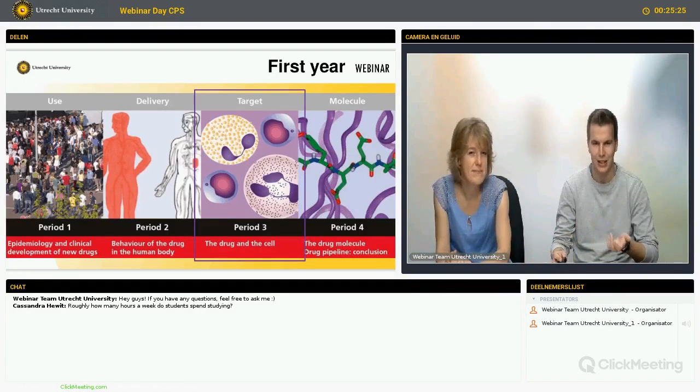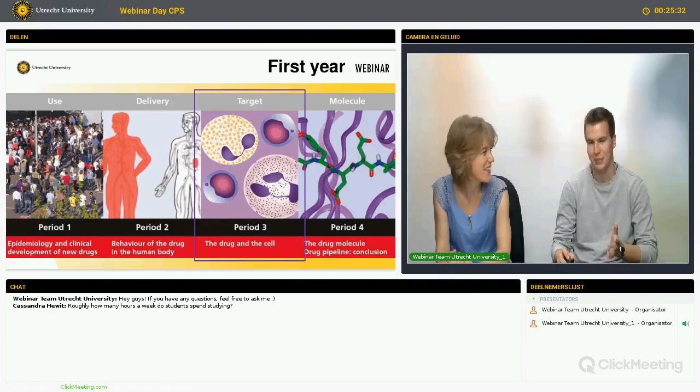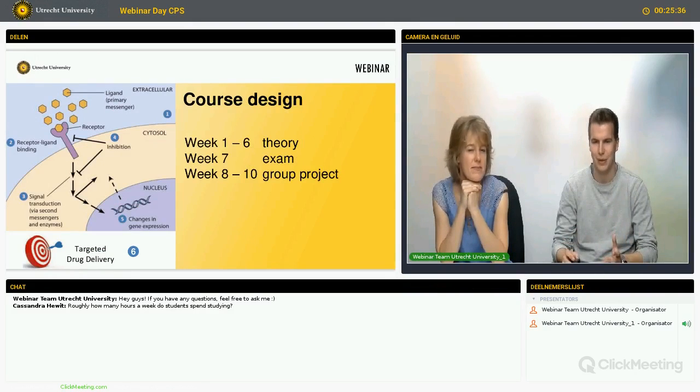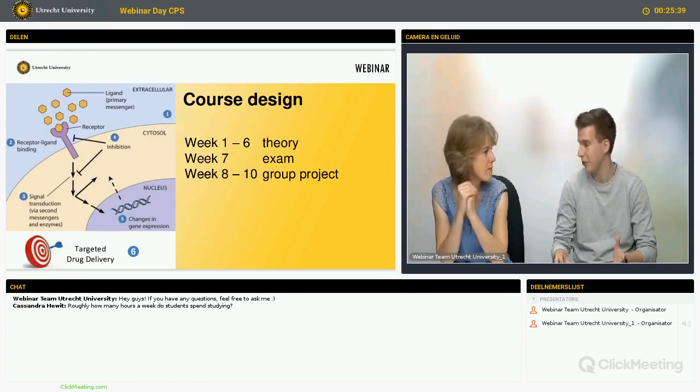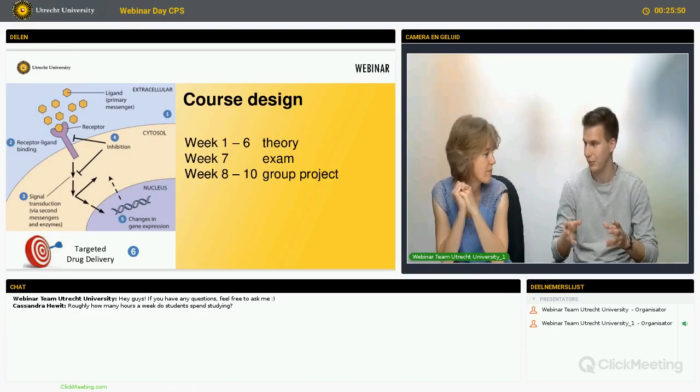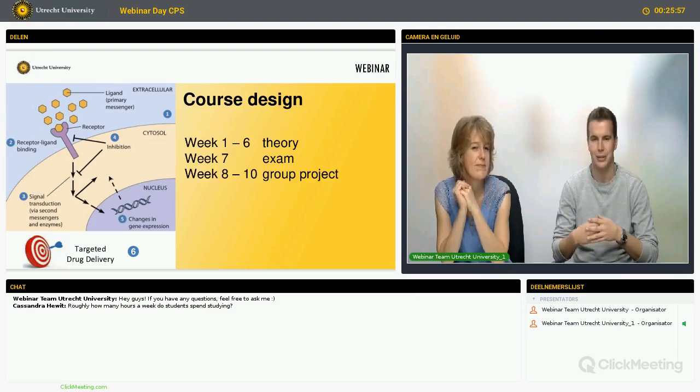So this is the cell course, so it's looking at all the receptors and the various ways the drug is acting in the cell, right? Exactly. Yeah. So this is the overall course design. It's 6 weeks of theory. Week 7 is your exam, and then the group project that we talked about is for the last 3 weeks. And then you come out at the 10th week with a product that you've done together, and you'll probably present this as a poster or as a presentation or something.